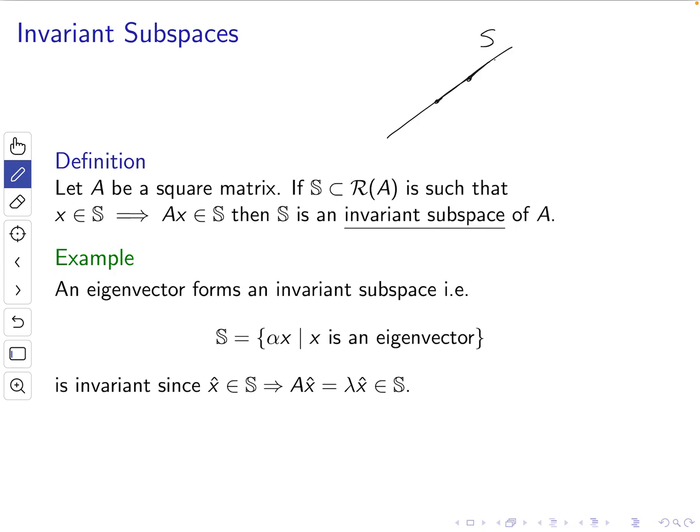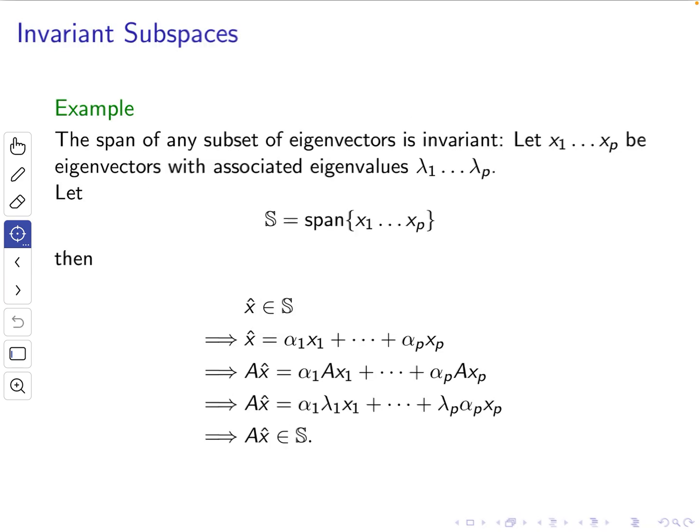So for example, eigenvectors form invariant subspaces. If I have any particular eigenvector x, then when we multiply through by A, we get lambda times x again. Since it's a subspace, this is just an element of S as well. So any eigenvector, or any space spanned by linear combinations of the eigenvectors, will be invariant subspaces.